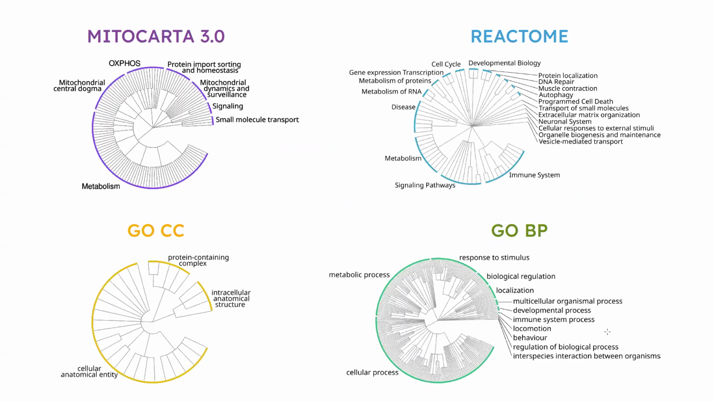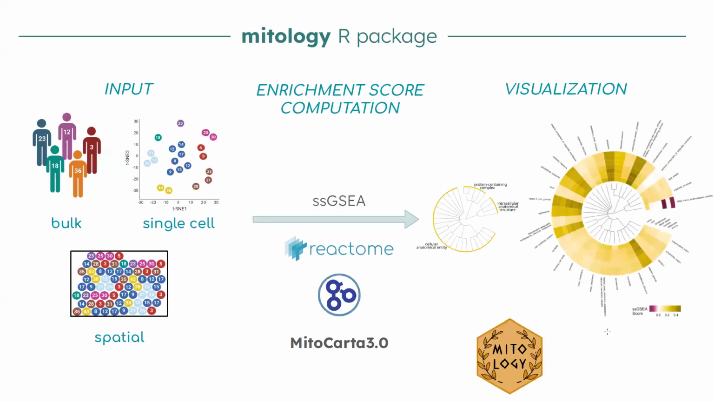Here you can see the final tree dendrogram structure from the pathway gene sets selected for the different databases. And with this information, we developed mitology that can take in input bulk, single cell, or spatial transcriptomic data and perform a single cell gene set analysis, where you just have to choose the database you're interested in. And it allows you to visualize as circular heat maps the final enrichment scores plotted on the final structure that I showed you before.